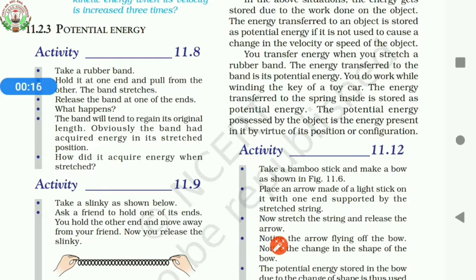We will continue with the same chapter, that is chapter 11, Work and Energy. In the previous video, I had explained how to solve some numericals. I hope all of you understood. Today, we will see what is potential energy, what is the expression for calculating potential energy, and also we will solve some numericals related to potential energy.